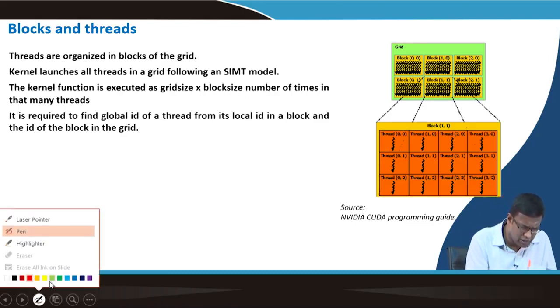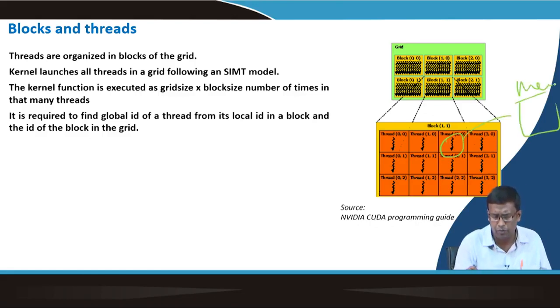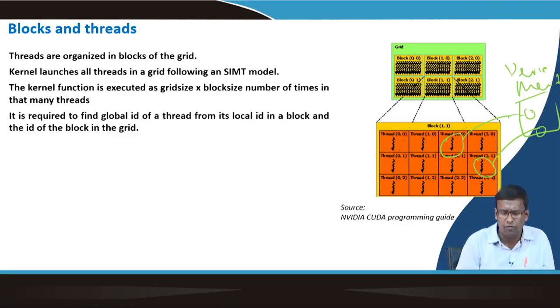Each of these threads has to be tagged with a particular location in the memory. So, this is device memory, say this will look into a particular location of the memory, this will be tagged to a particular location of the memory, and so on. Each thread will take care of a particular location of the memory. So, it is important to find the global ID of the thread from the local ID.